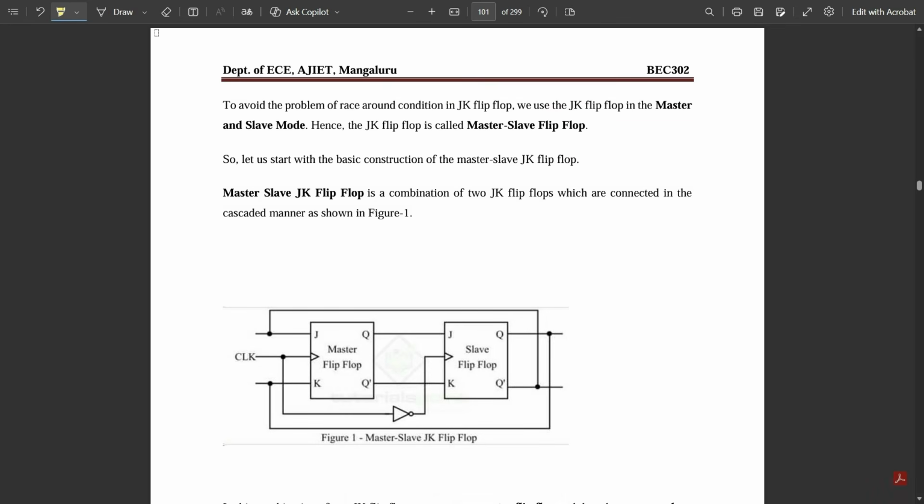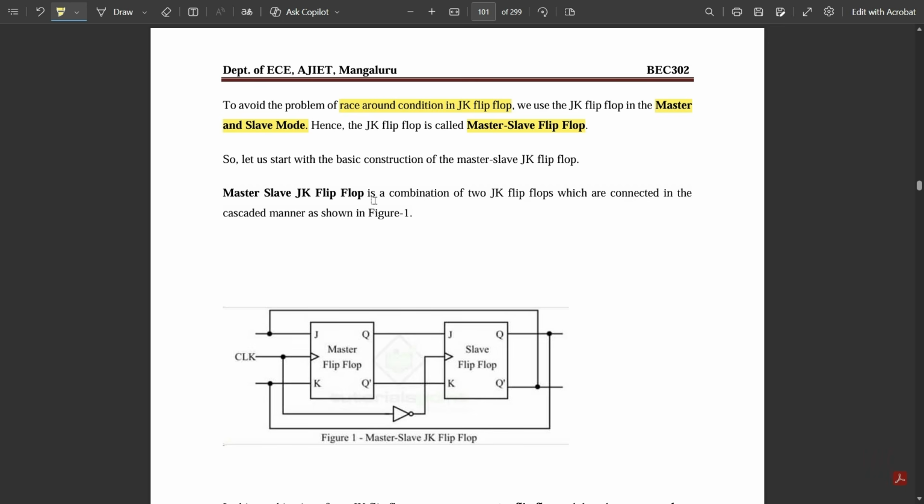To avoid the problem of race around condition in the JK flip flop, we use the JK flip flop in master and slave mode. These are the two modes. From the name itself, master slave JK flip flop, there are two modes in this: one is the master mode and the other is the slave mode. Hence the flip flop is called master slave JK flip flop.